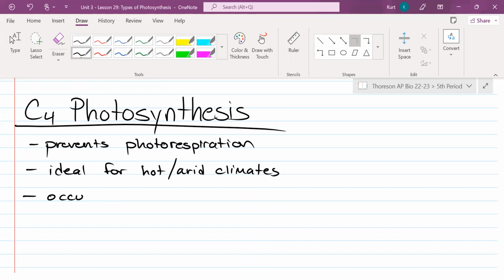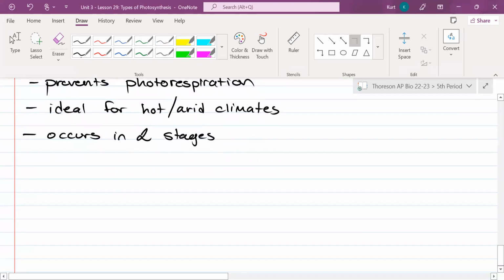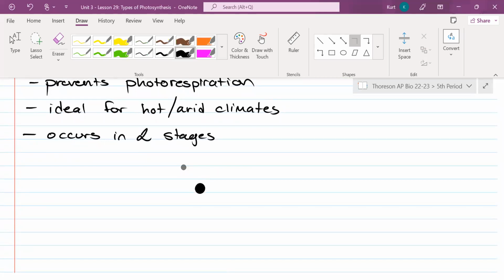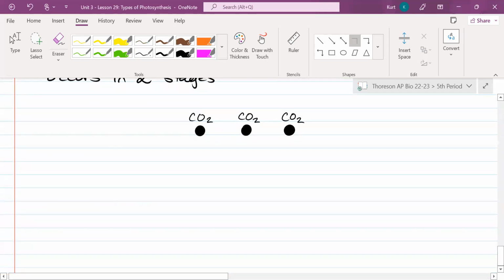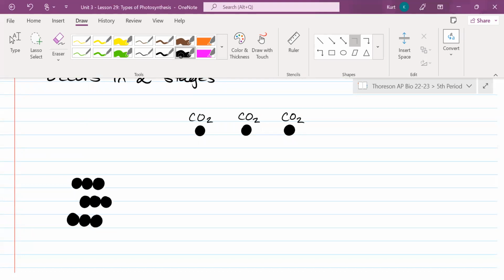It occurs in 2 stages. So let's draw it out. Here we have CO2, CO2, CO2, 3 CO2 molecules at a time. Over here, 1, 2, 3, 1, 2, 3, 1, 2, 3.